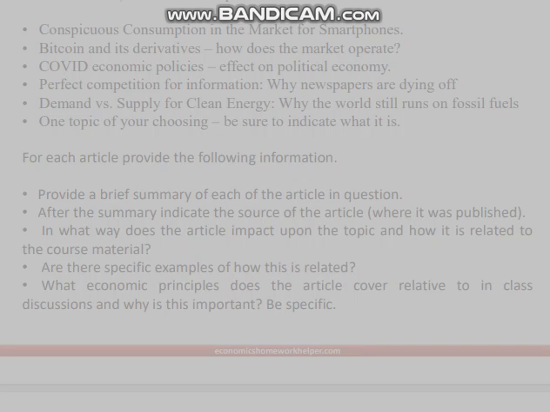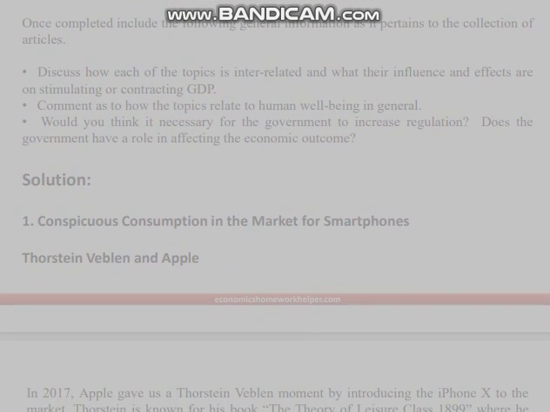How does this further your understanding of the course material? Note that you should try to choose an article that you can read and that does not have too much technical jargon in it. From your perspective, do you believe the results to be valid and/or justified relative to the material presented? Once completed, include the following general information as it pertains to the collection of articles.